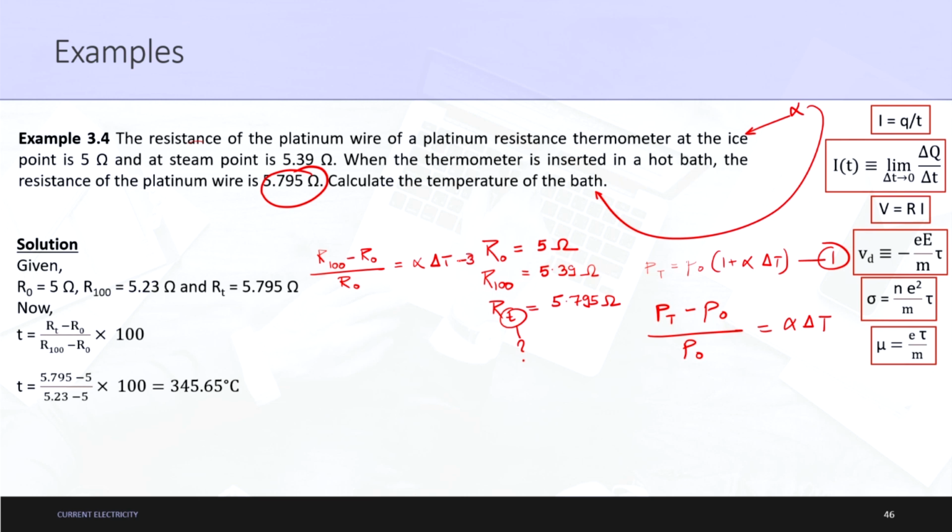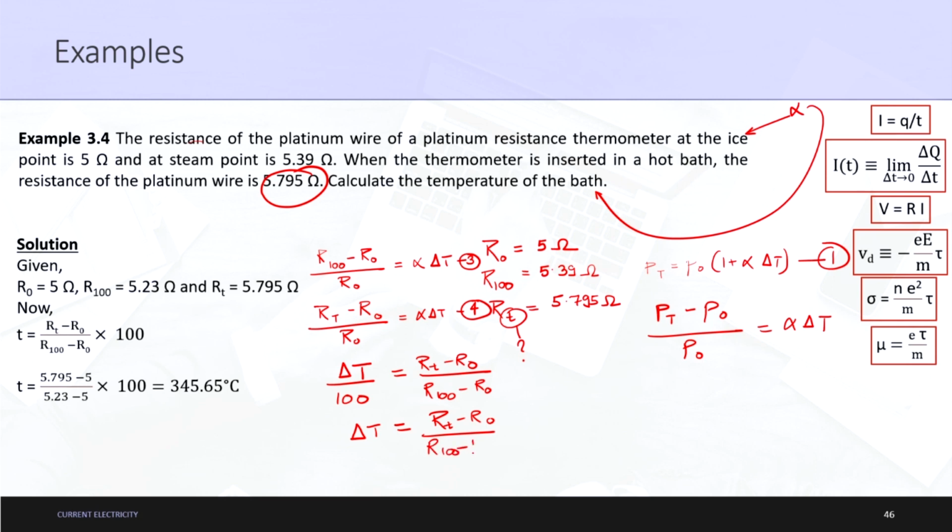Let me write this as equation 3. Similarly, if I find out for RT and choose R naught as the initial value, upon again R naught is equal to alpha delta T. So using equation 4 and 3, if I divide equation 4 by equation 3, delta T, which I need to obtain, upon 100, because the temperature difference is nothing but 100 for 100 and 0 here, is equal to RT minus R naught upon R100 minus R naught. Therefore this temperature, because the initial point is 0 degrees Celsius only, delta T will be the final value obtained in degrees Celsius, which is equal to RT minus R naught upon R100 minus R naught into 100.